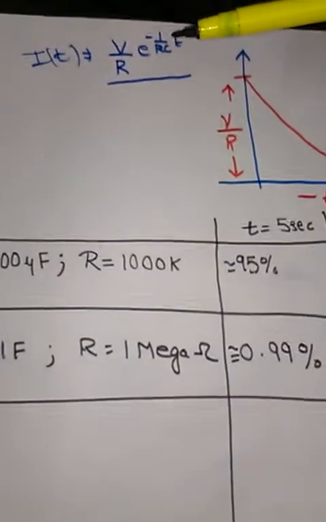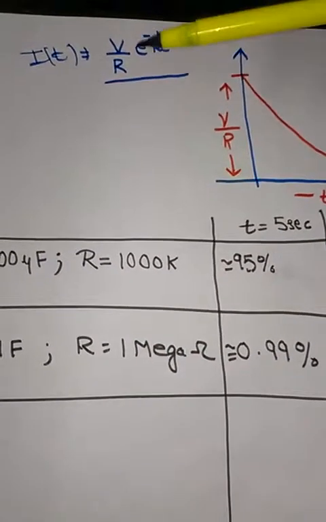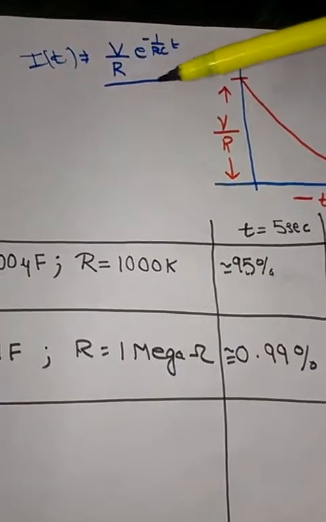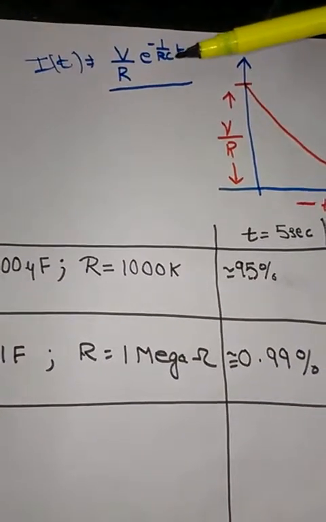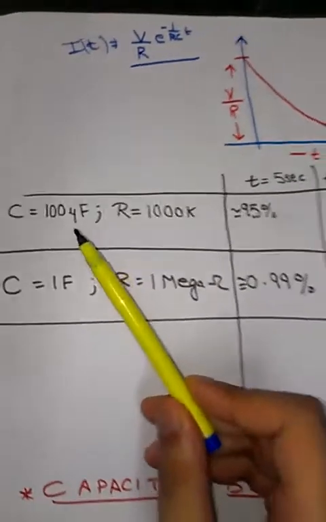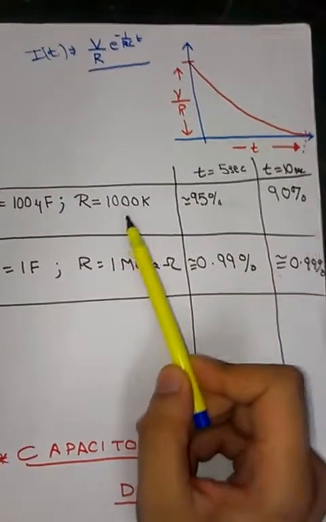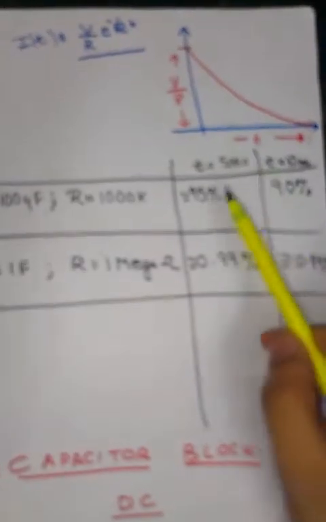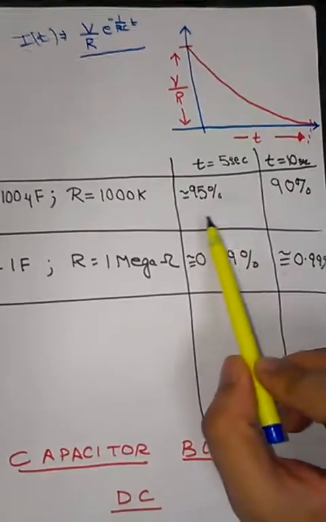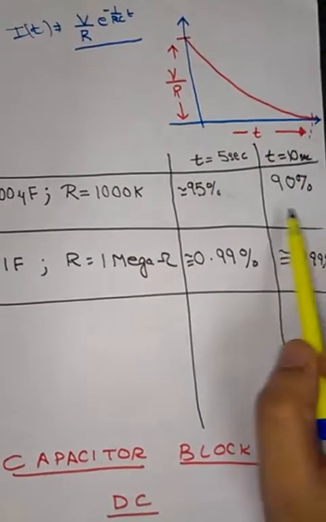So let's take some values. I will put the values of R and C in this expression, and then calculate the percentage of the maximum current at that particular instant. When I take the capacitor equal to 100 microfarad and R equal to 1 mega ohm, at t equal to 5 seconds the current is 95% of the maximum value, and at t equal to 10 seconds the current is 90% of the maximum value.